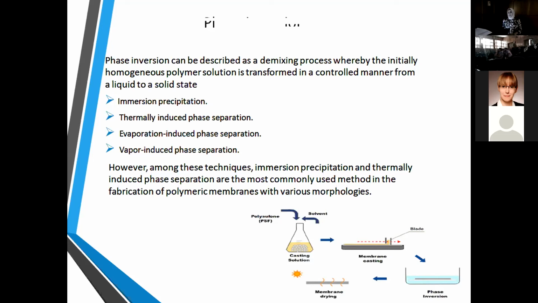Thermal induced phase separation works by lowering the temperature. Evaporation induced separation works by evaporating a volatile solvent from a solution of solvent and non-solvent. The last technique is vapor induced, in which the cast film is placed in a vapor phase containing a non-solvent. So the most common technique for making a substrate is immersion precipitation.